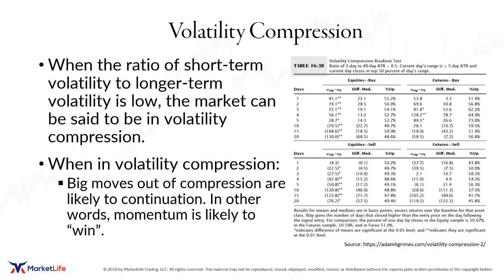Another thing that is important is volatility compression. The way we think about this, if we measure volatility over a short time window and look at it relative to a longer time window, the way to think about this is when that shorter term volatility becomes very low relative to the longer term average. Another way to think about it is the market is quiet right now relative to how it usually moves. We can say this market is in volatility compression. And when a market is in volatility compression, we tend to see that big moves will continue.